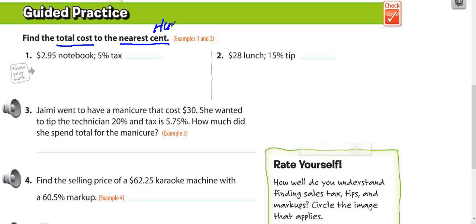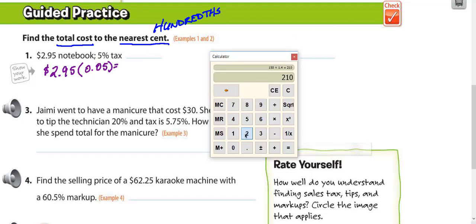When we round to the nearest cent, we think about going to the hundredths place. We're not going past hundredths. So $2.95 times 5% tax as a decimal. The tax itself is 0.1475. Now you'll notice that 4 is the hundredth place, so that 7 tells us to round that 4 up. It's more than halfway, which means the tax is 15 cents.